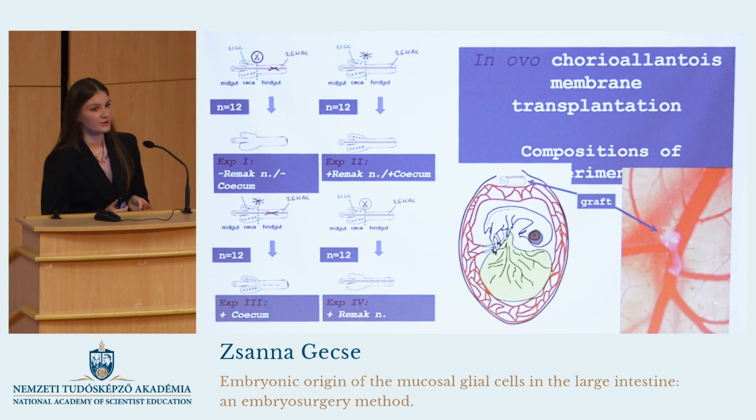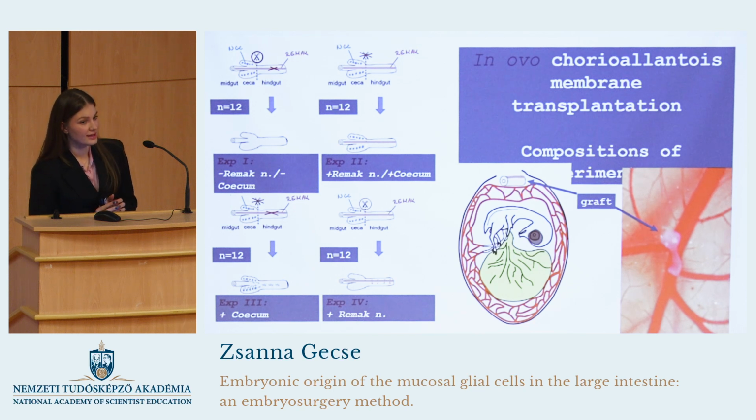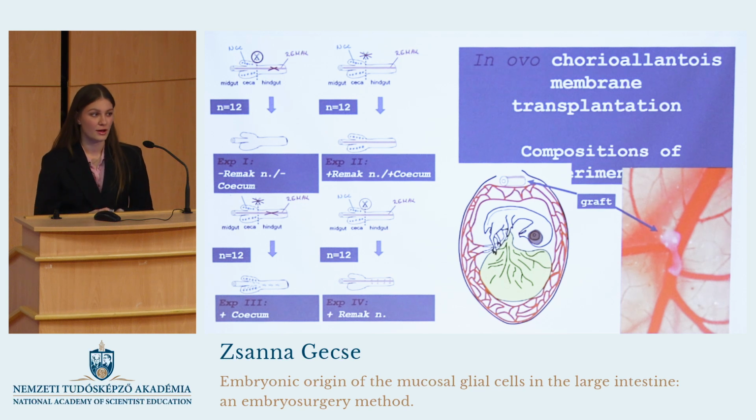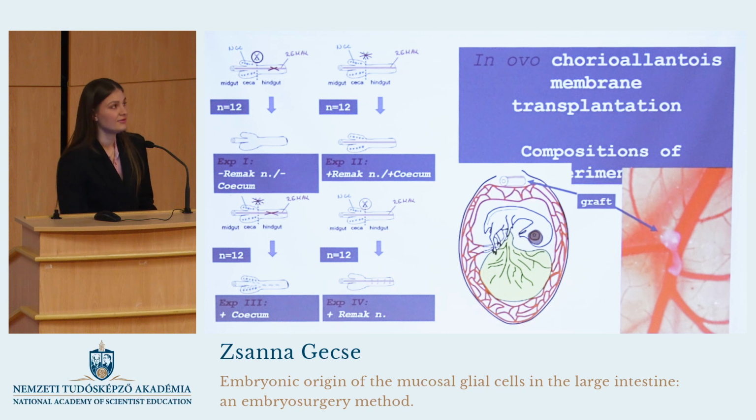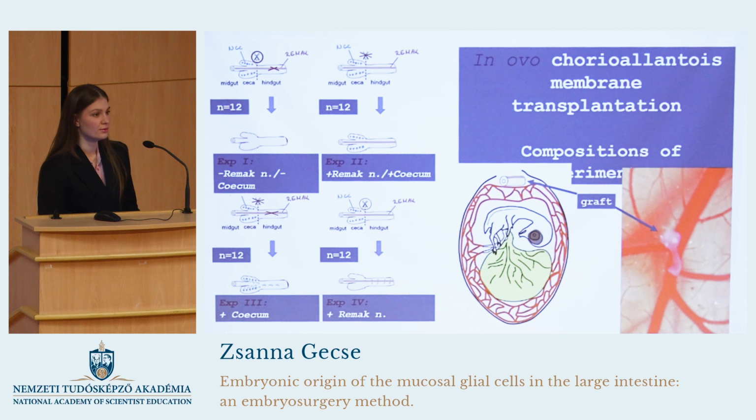There were 4 different setups. First, I removed the cecum and the remak ganglion as well, leaving the graft with 0 intervention. Then I left both the remak and the cecum on my graft, which should be the positive control of my research. This should represent the healthy state. Then I only left the cecum, and in the fourth I only left the remak ganglion, which should show us what happens if we only leave option A or option B in the graft.